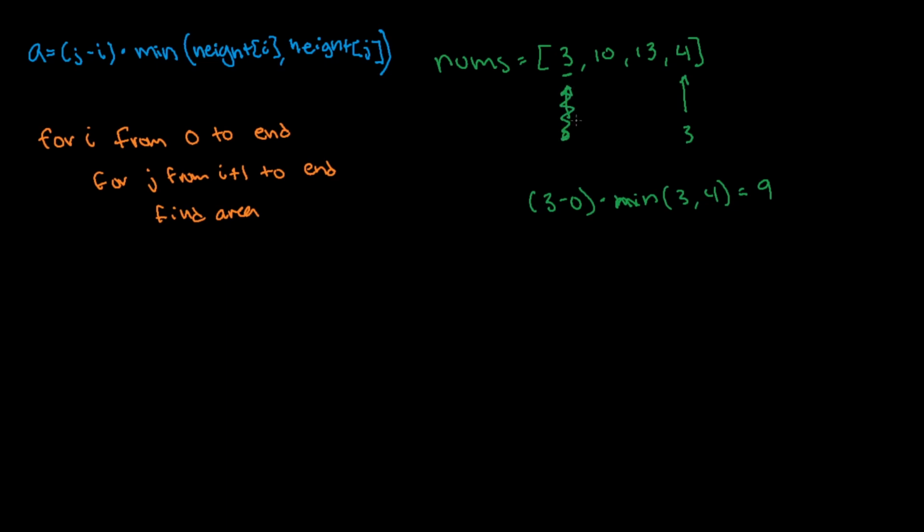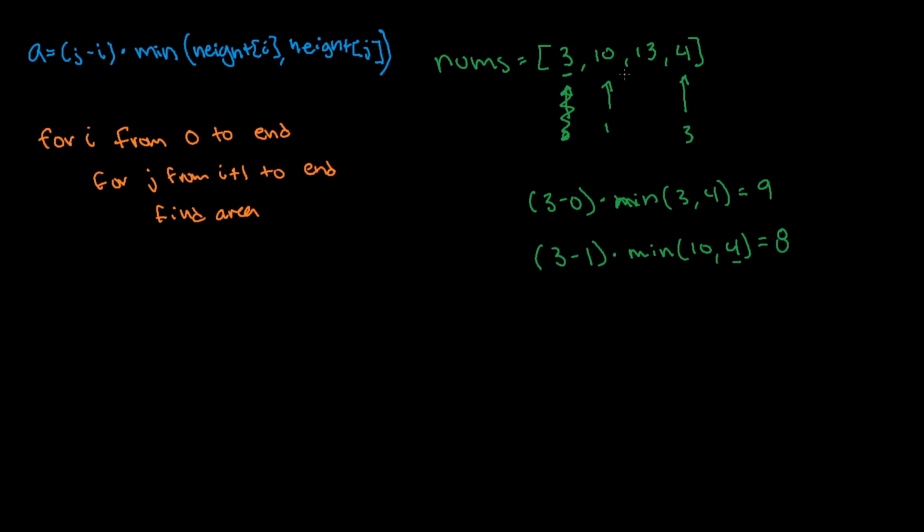So we can just do that here, and then this would be the first index, and then now we calculate our area again. So index 3 minus index 1 times the min of 10 and 4. Well, now our min is going to be 4, and this is going to be 2. So we have 2 times 4, which would be 8.